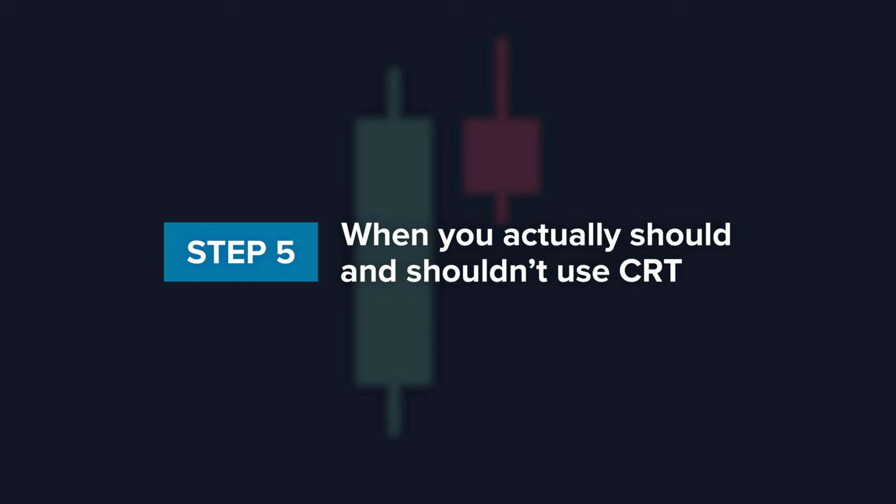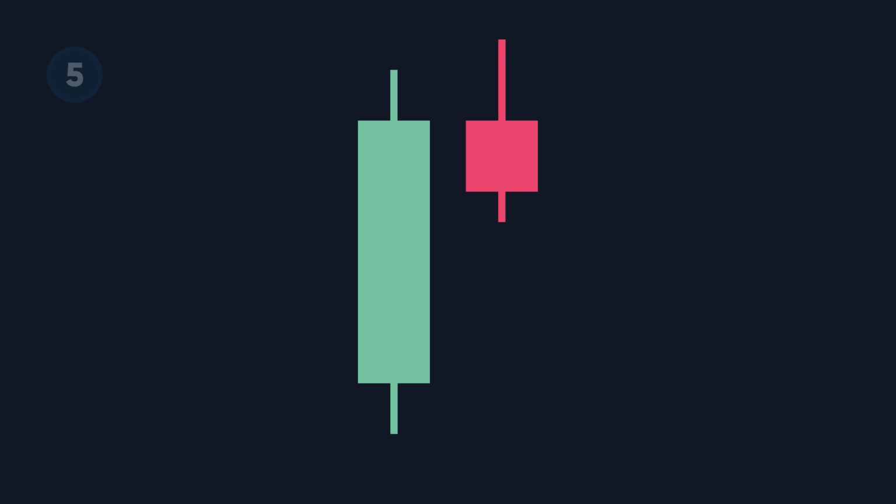So now let's move on to step 5, which covers when we should and shouldn't use CRT. The concepts behind candle range theory are very powerful, but only when used under the right circumstances. For example, here we have a bullish candle, which is then followed by a candle that has created a liquidity sweep on the candle range high. And with only this information, we might expect the third candle to push down and attack the candle range low.